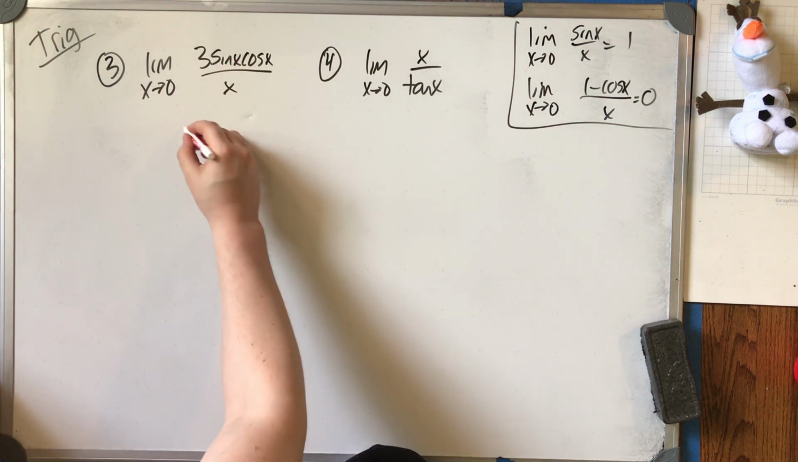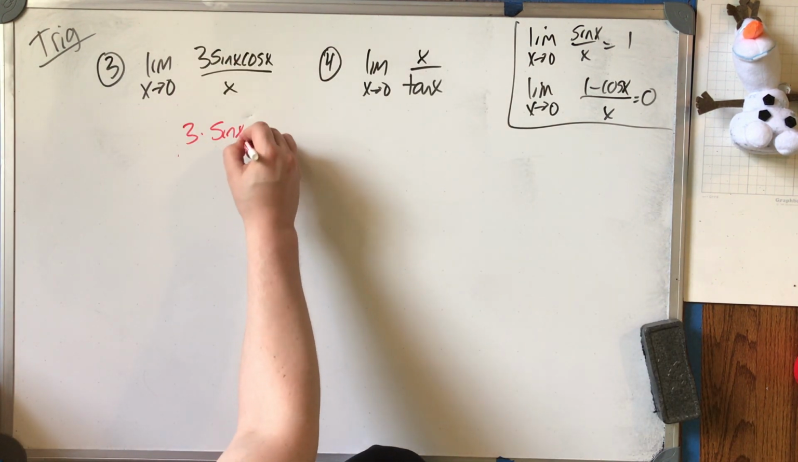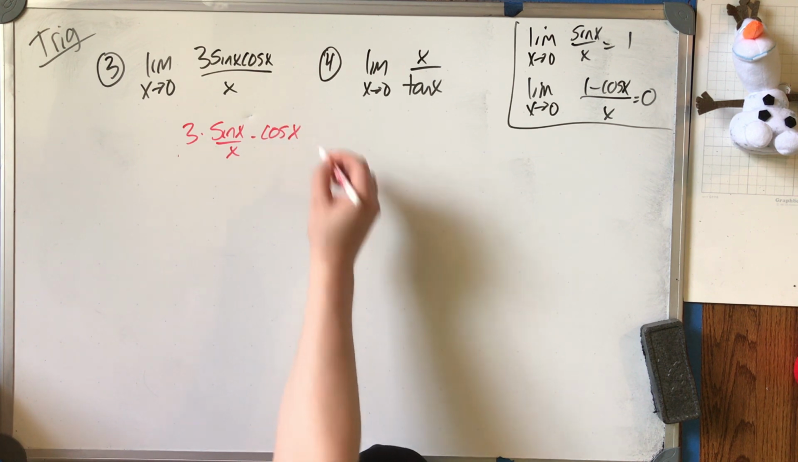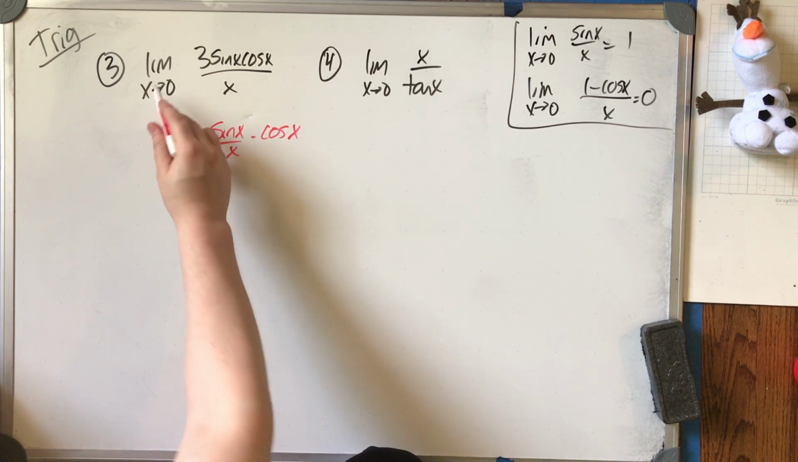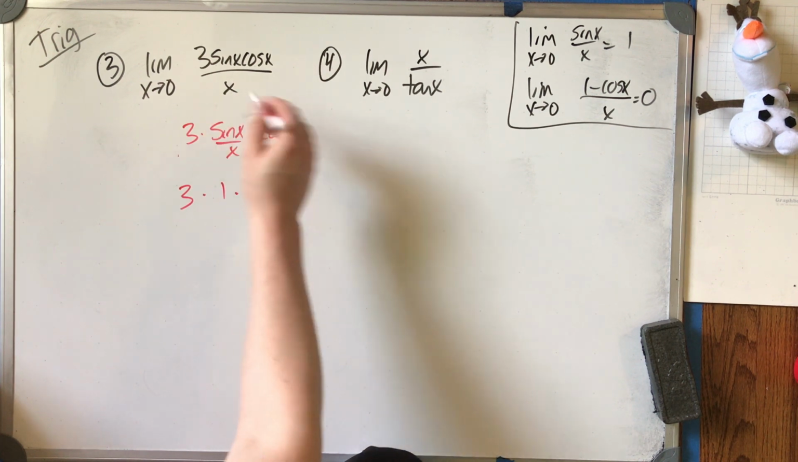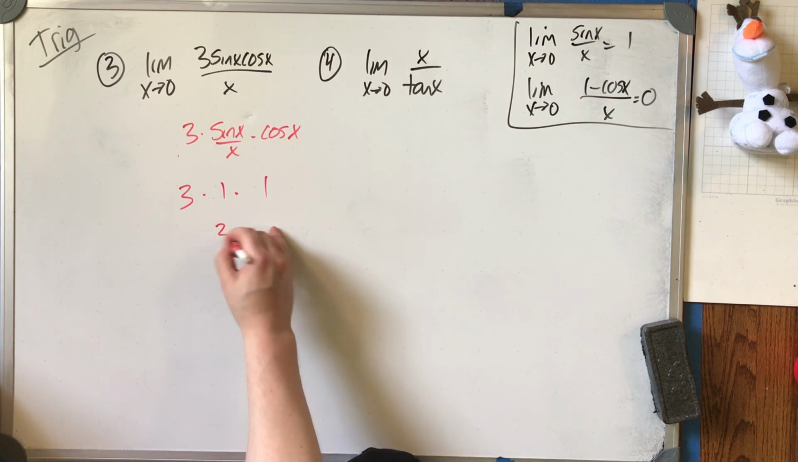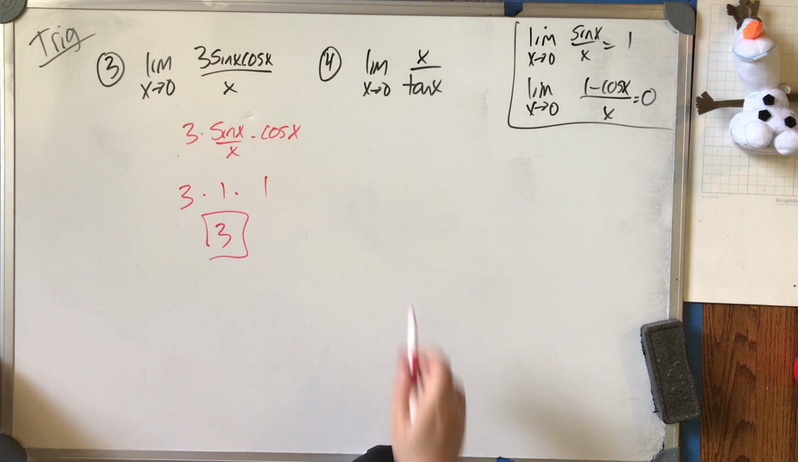Okay, I'm just going to separate this out. I'm going to do 3 times sine x over x times cosine x. So limit of a constant is that constant. Sine x over x as x is approaching 0 is 1. Cosine of 0 is 1. So this is going to equal 3.